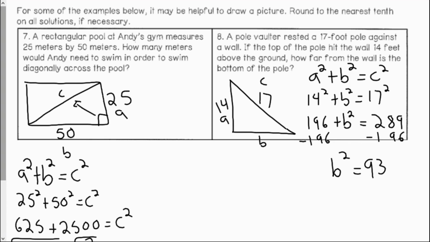Again, to get rid of my square, I take the inverse, which is the square root. So the square root of 93 will be approximately 9.6. In this case, my unit was feet, so 9.6 feet. The wall is 9.6 feet away from the bottom of the pole.